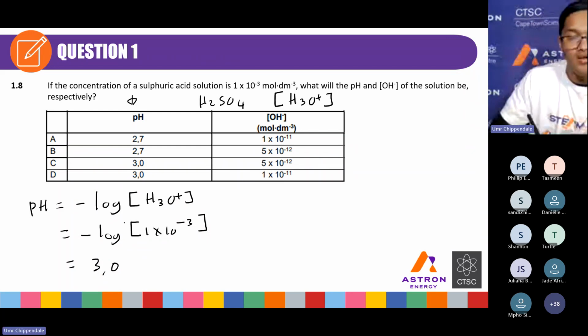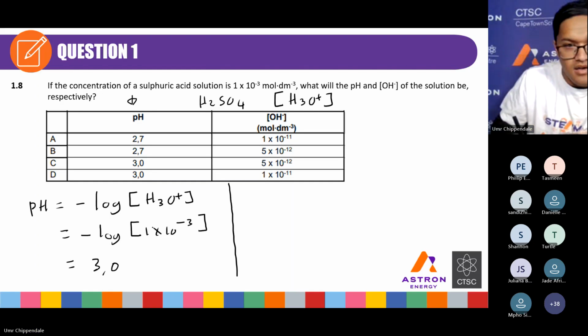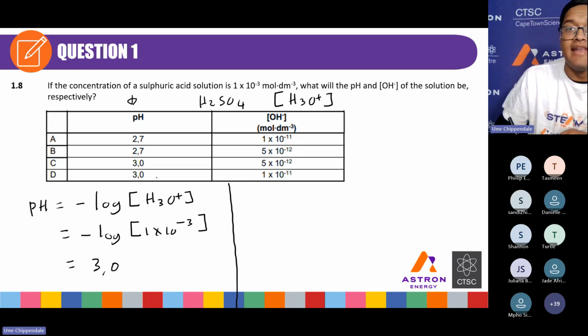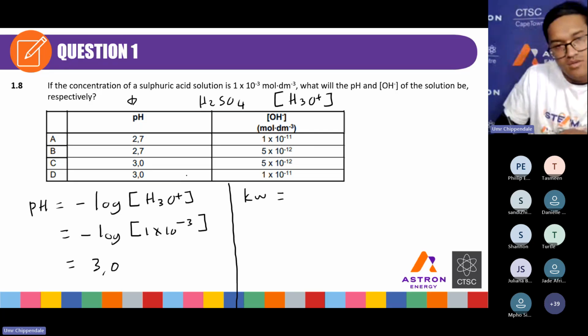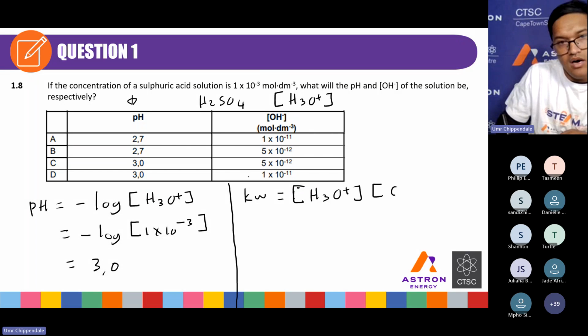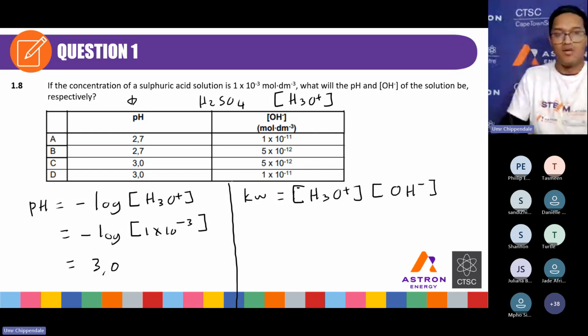Now, how are we going to calculate the concentration of our hydronium ions? Well, we know we have our Kw formula. Now, Kw is your equilibrium constant for water. Well, yes, let's write it out completely. That is actually our H3O plus ions multiplied by our OH minus ions, right? The concentration of both of those.